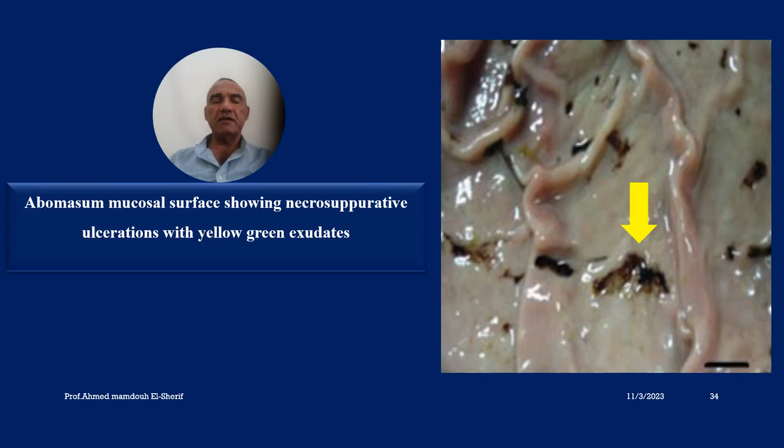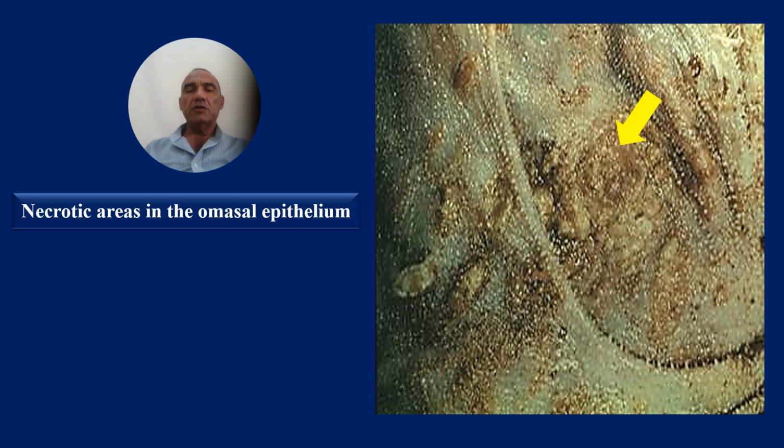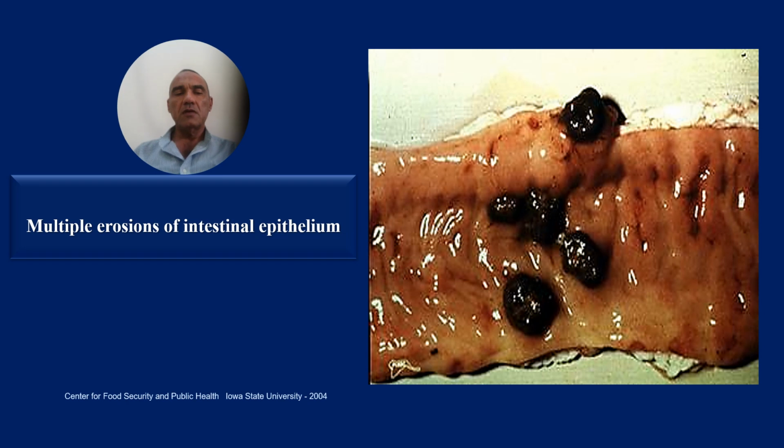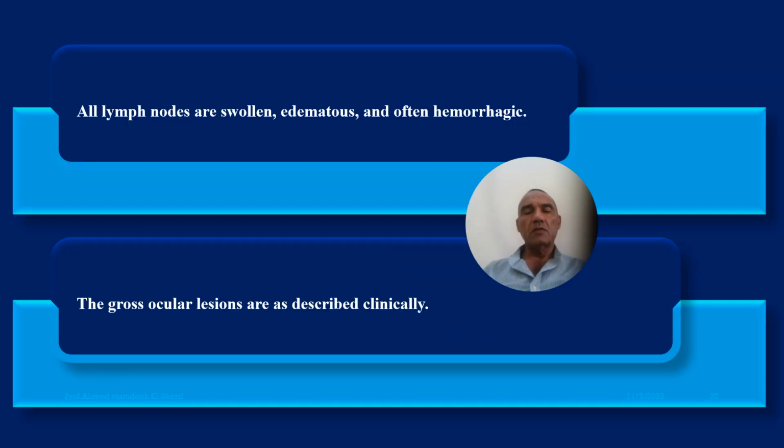Abomasal mucosal surface showing necrosuppurative ulceration with yellow-green exudate at the tip of the yellow arrow. Necrotic areas in the omasal epithelium. Multiple erosions were noted in the intestinal epithelium. In malignant catarrhal fever, all lymph nodes are swollen, edematous, and often hemorrhages appear.